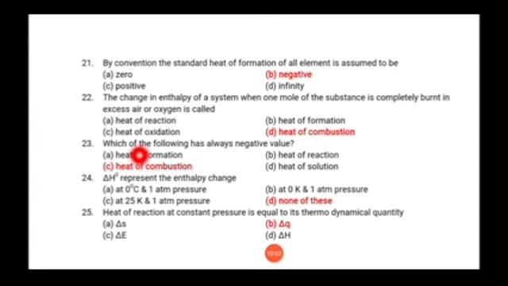Which of the following has always negative value? Option number A, heat of formation; B, heat of reaction; C, heat of combustion; and D, heat of solution. Students, to give this answer, first you must understand all the four answers.